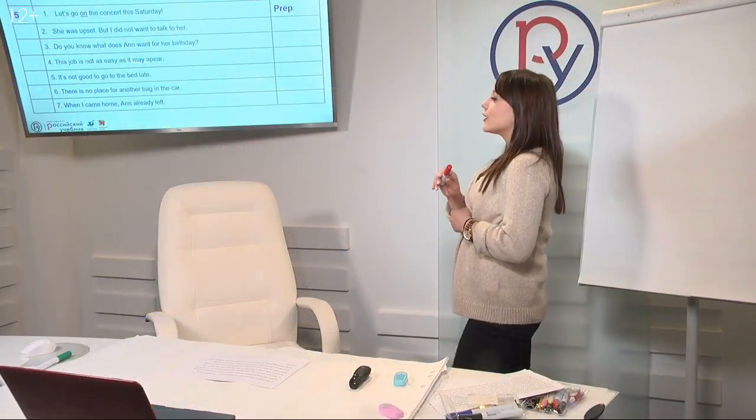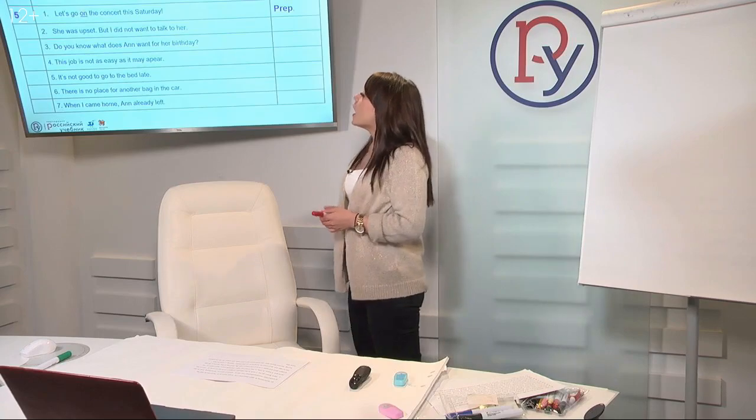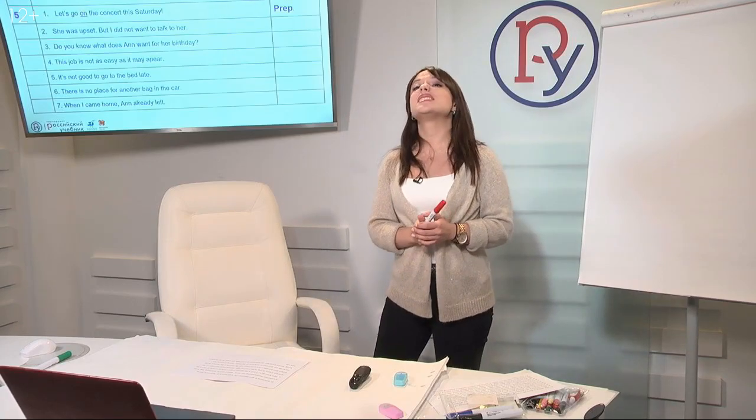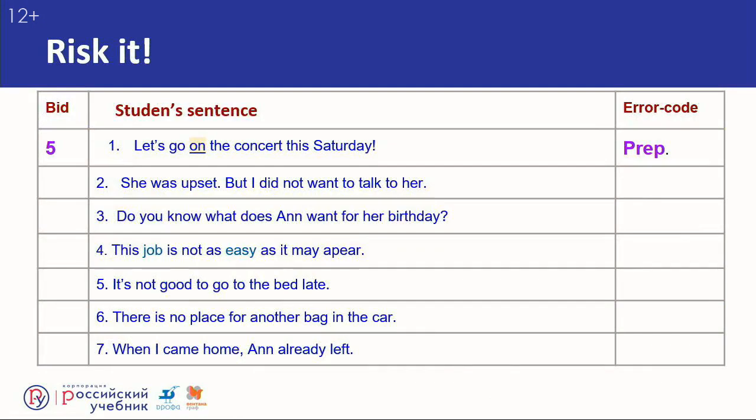So here you have 7 sentences. Each of them has a mistake in it, a language mistake. Now I've done the first one for you as an example. Let's go on the concert this Saturday. Obviously there is a preposition which is misused. So I've detected a mistake. I've underlined it, but you're going to do it from the screen, so you don't have to underline. You have just to take a note. You can just write down the wrong part of a sentence.